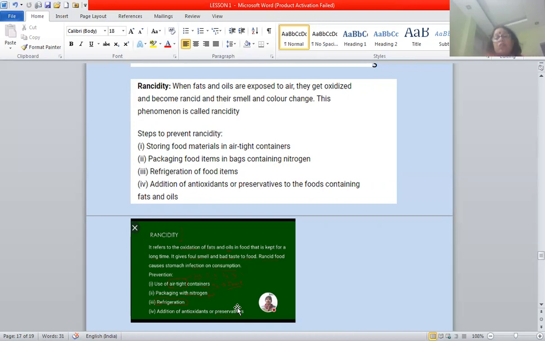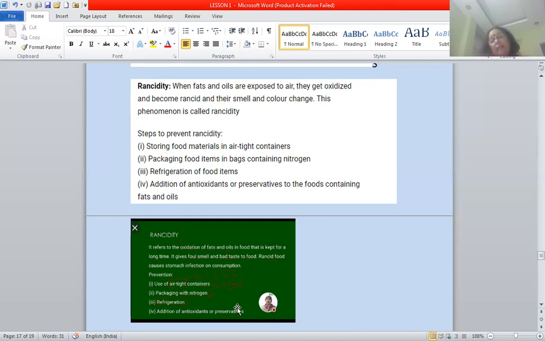We can prevent rancidity. You must all have seen chips packets and namkeen packets. They are flushed with nitrogen gas. Nitrogen behaves as an antioxidant. It is an unreactive gas, so it does not allow oxidation of the food. So rancidity can be prevented by storing food materials in airtight containers, by adding antioxidants, vacuum packing, replacing the air in the packets by nitrogen, refrigeration, and storing food away from light.